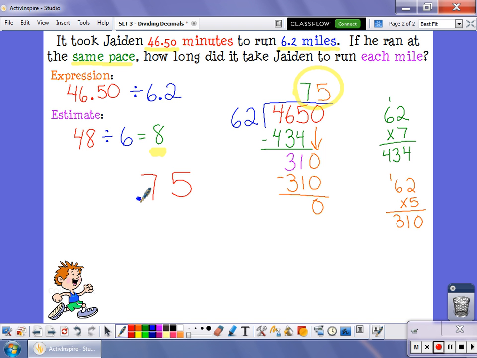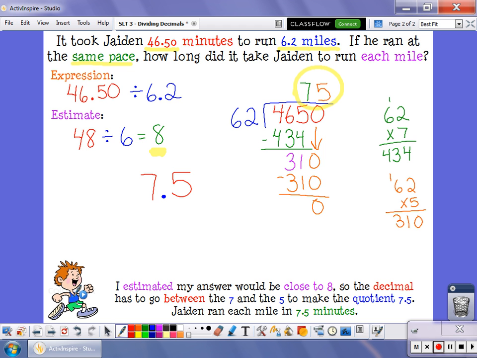If I put it here, it's too small, it's less than 1. If I put it here, it's too big, it's 75. So my decimal point is going to go right here in the middle. 7.5 is close to 8. And I said my estimated answer would be close to 8. So the decimal has to go between the 7 and the 5 to make the quotient 7 and 5 tenths. So Jaden ran each mile in 7 and 5 tenths of a minute.